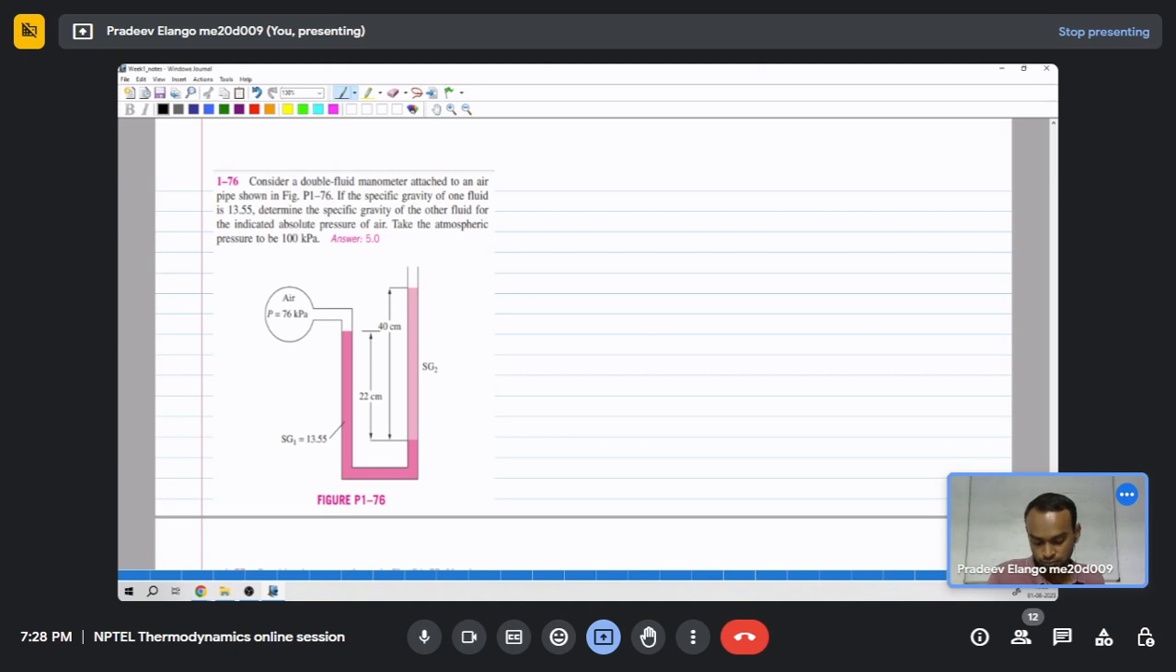Okay. The next problem, we have a double fluid manometer attached to an air pipe shown in the figure. If the specific gravity of one fluid is 13.55, determine the specific gravity of the other fluid for the indicated absolute pressure of air. Take the atmospheric pressure to be 100 kilopascals. So now we can take a datum at this point.